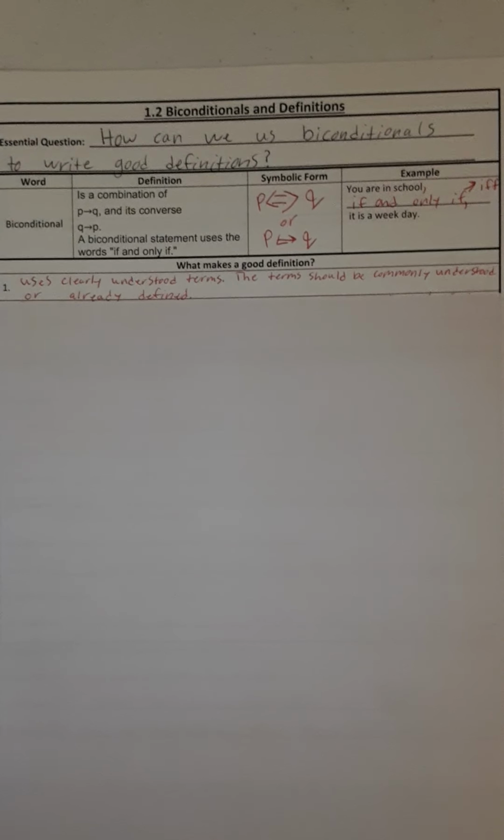So good definitions use clearly understood terms. The terms should be commonly understood or already defined. So either something that is commonly known or you've already defined the terms in class. Number 2, it should be precise. Good definitions avoid words such as large, sort of, and the same, or in some.